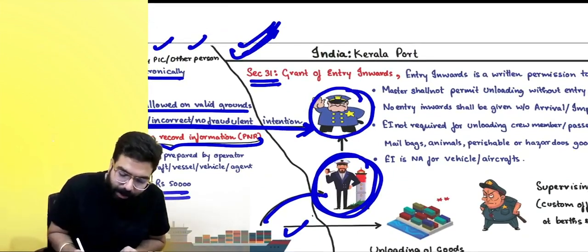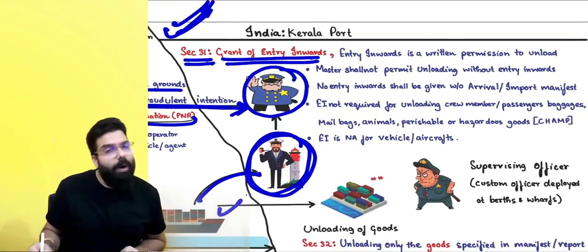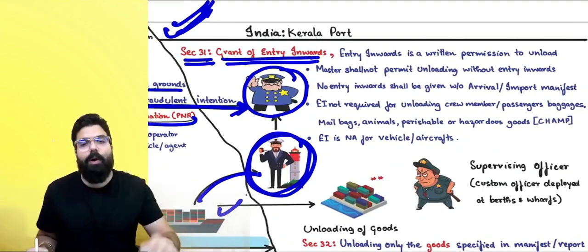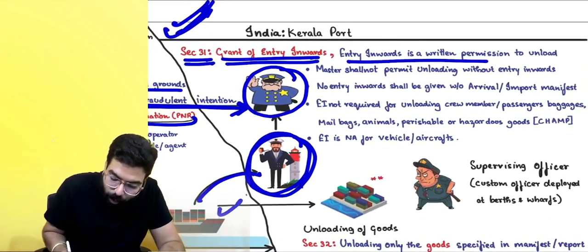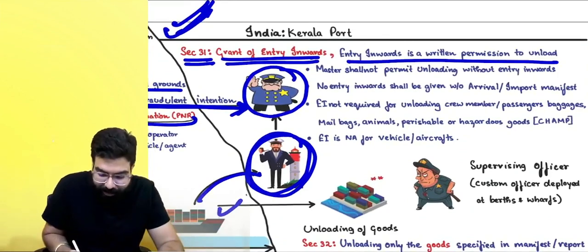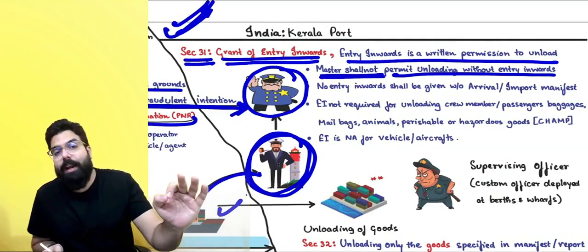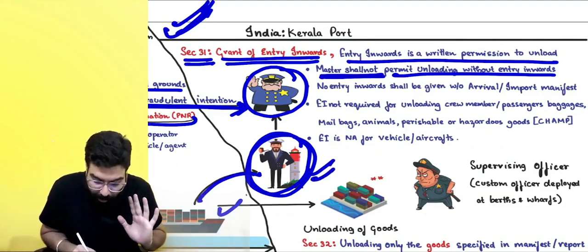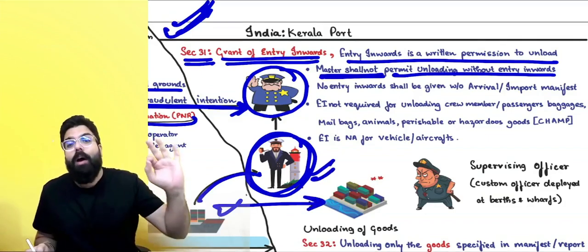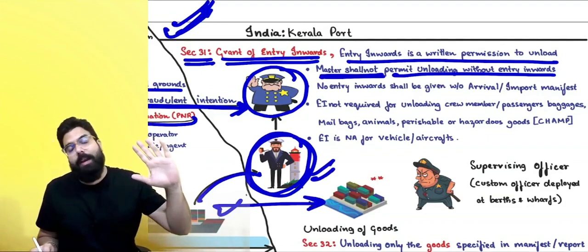Section number 31 talks about entry inward. What is an entry inward? An entry inward is a written permission to unload the goods. The master of the vessel shall not permit the unloading without an entry inward. The master should not allow anyone to unload the goods unless entry inward has been granted.